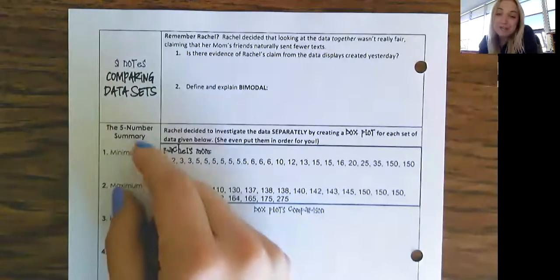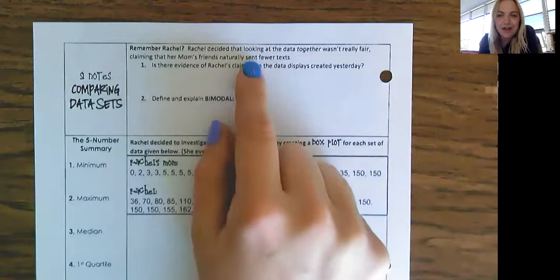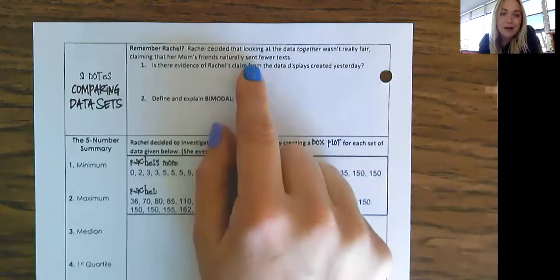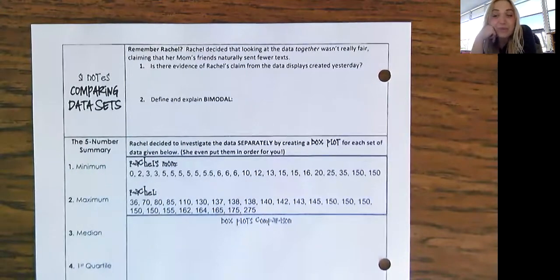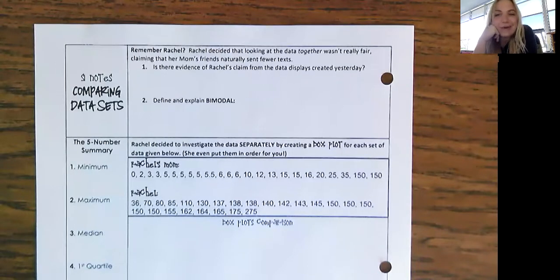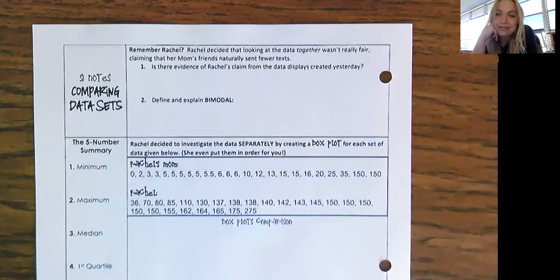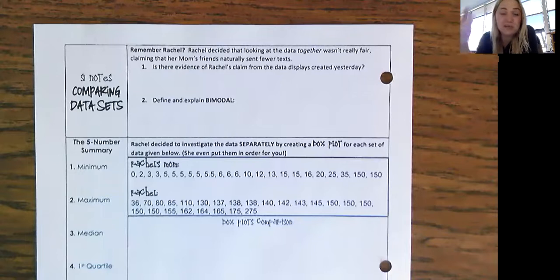Okay, so do you remember Rachel from yesterday's notes? Well, Rachel decided that looking at the data together with her and her mom's friends wasn't really fair. She claimed that her mom's friends naturally sent fewer text messages. Like, for some reason, she thinks that old ladies might send less texts than young teens. I don't know where she got such a wild idea from, but it might have something to do with the fact that Mrs. Johnson probably sent like 3 text messages yesterday. And if you have a cell phone, I am willing to bet that maybe you also sent 3 text messages yesterday. Who knows? Or maybe teenagers send a lot more text messages and Rachel might be right here.